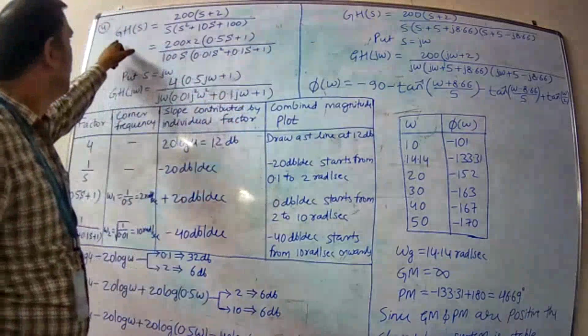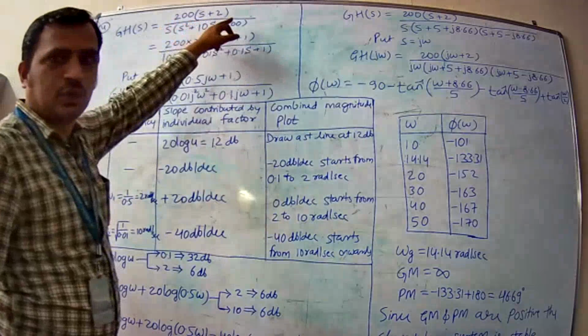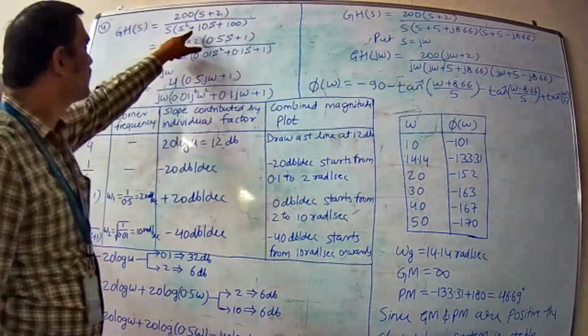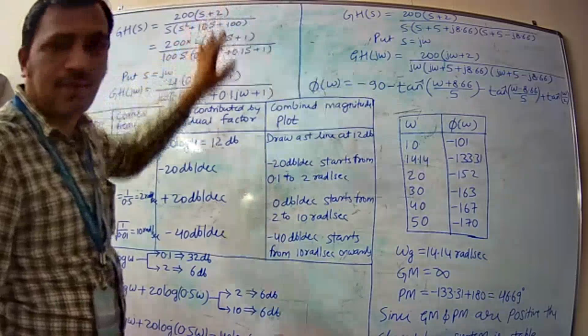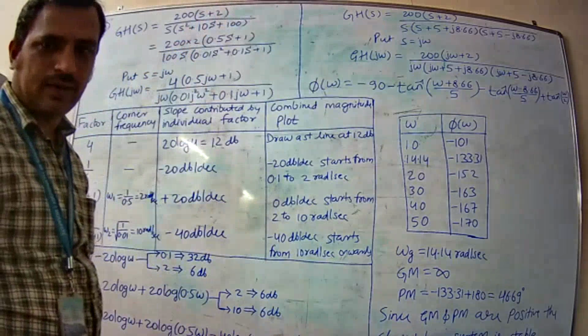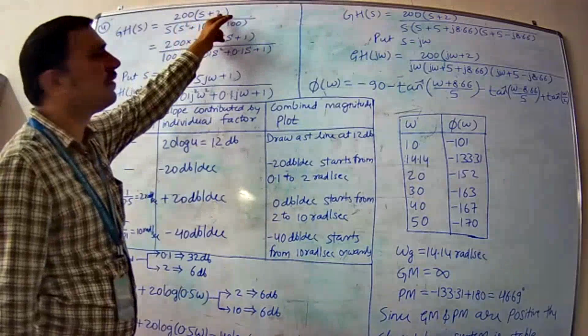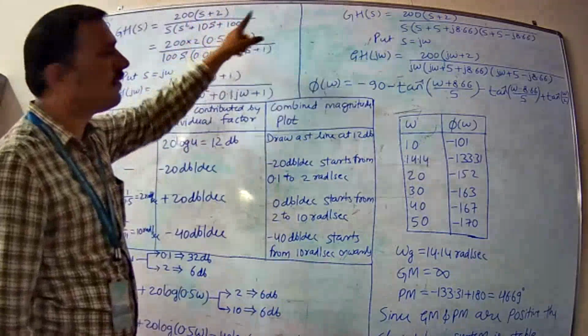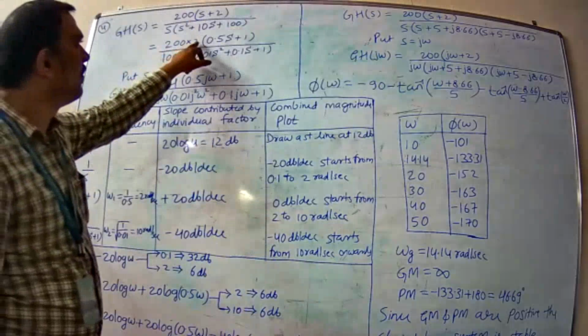First, they have given that G(s)H(s) is equal to 200 (s plus 2) divided by s into (s square plus 10s plus 100). We have to convert this into the form of (Ts plus 1), but this is in the form of s plus 2. I want 1 in the place of 2, and 1 in the place of 100. To convert that, I will take the 2 common.